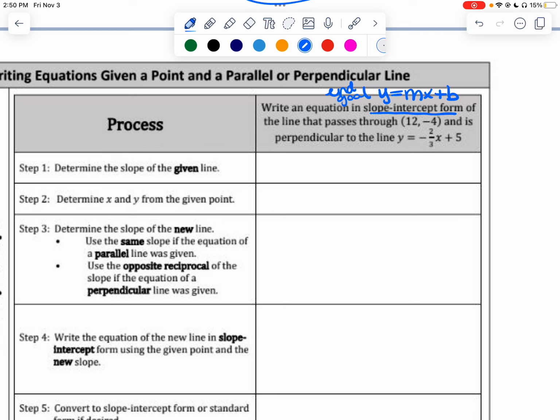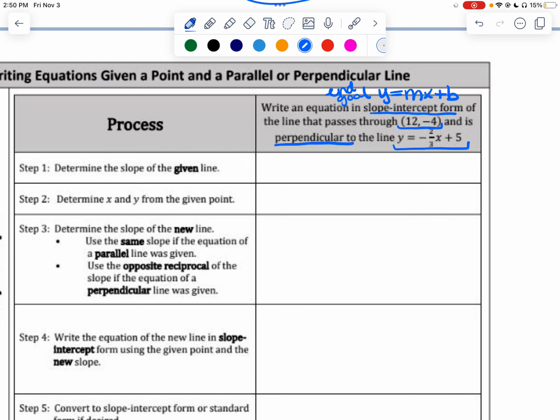Slope-intercept form of the line that passes through the point (12, -4), and it's perpendicular, opposite slopes and flipped, to the line y equals negative 2 over 3x plus 5. Okay, we got a lot of information. We're going to digest this and just take it step by step.